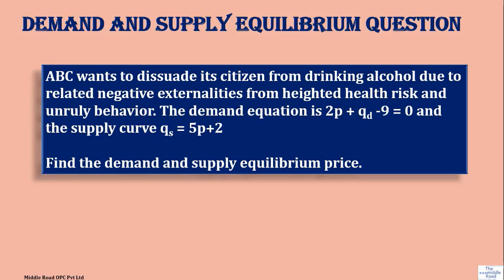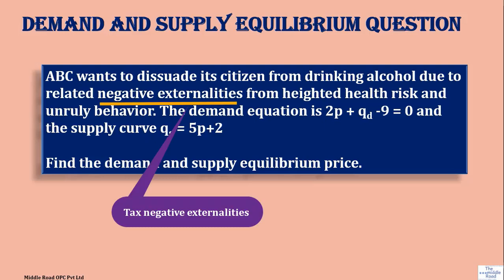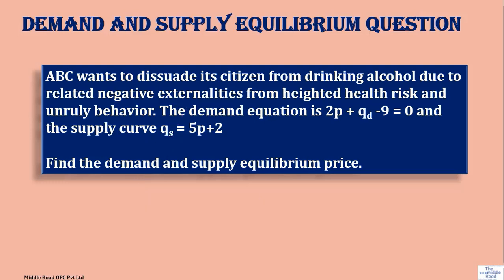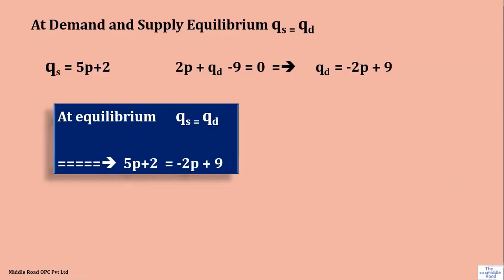By equating this equation, QD is equal to QS. That's what we learned from the demand and supply equilibrium equation. Once we solve this equation, we'll move to the second part, where we are going to be implementing a tax, an excise tax, and we'll see what exactly happens.